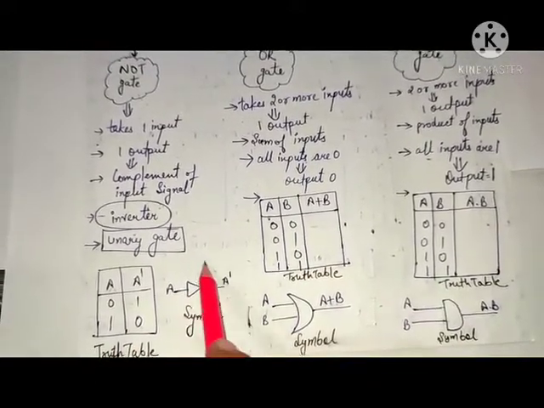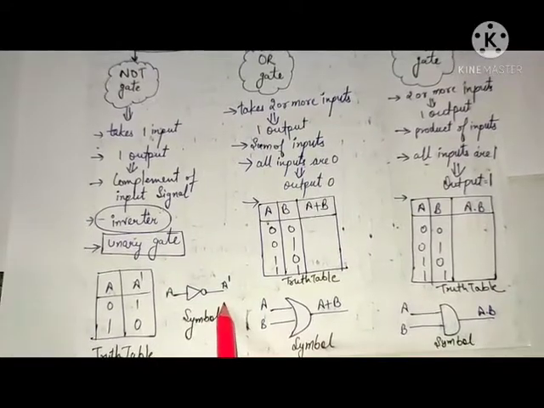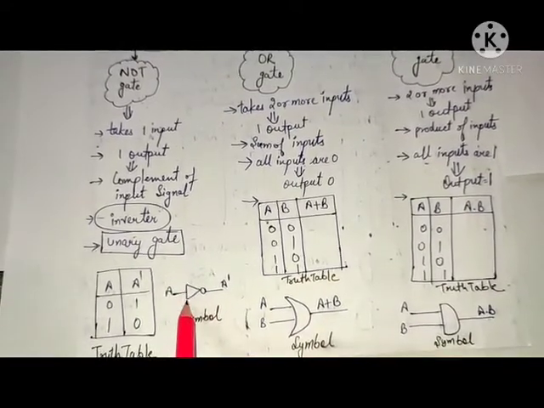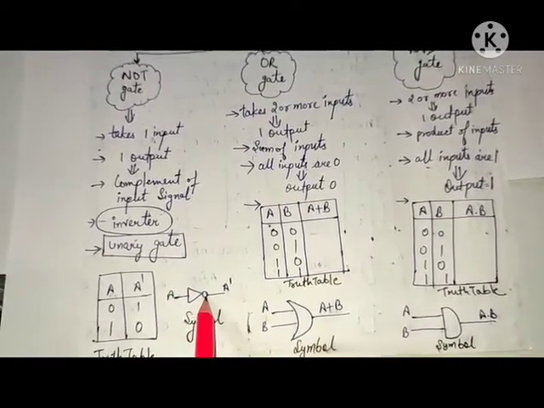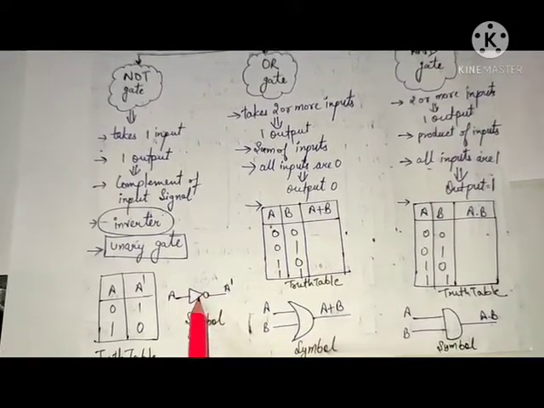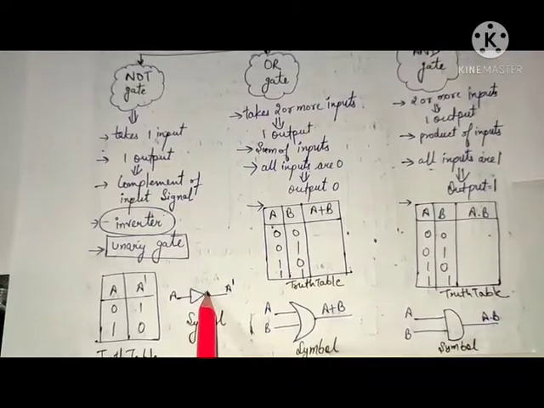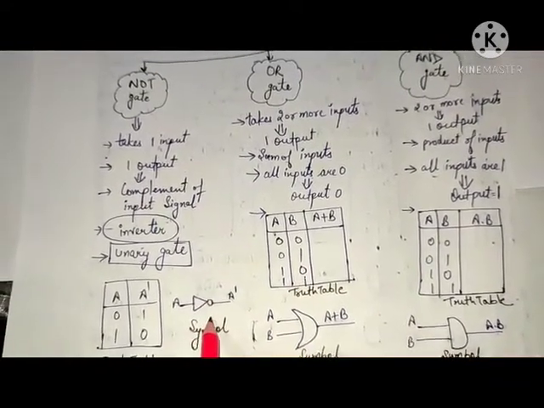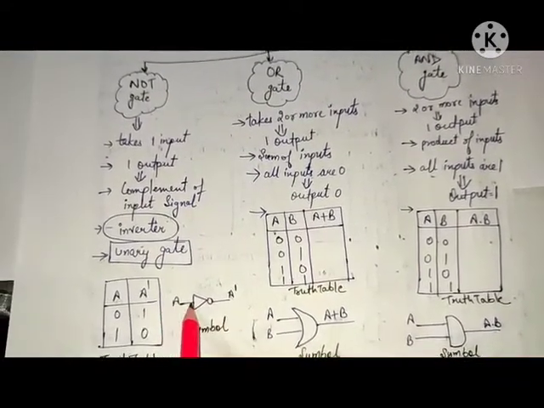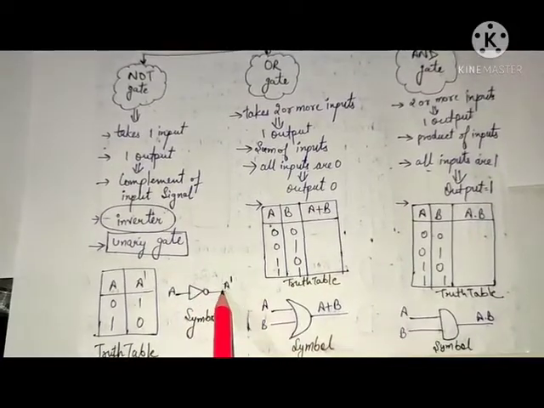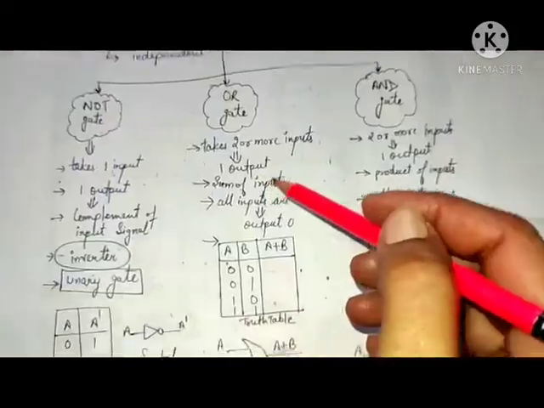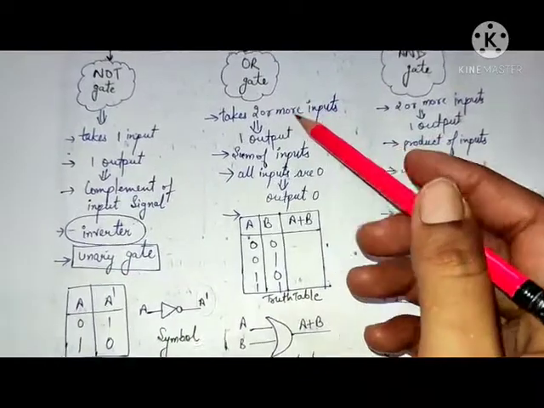So this is the symbol for NOT gate. This is the symbol of NOT gate, that is the triangle plus a small circle. If we are passing A through it, then what is the output? A complement.